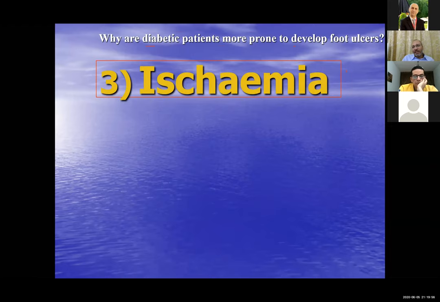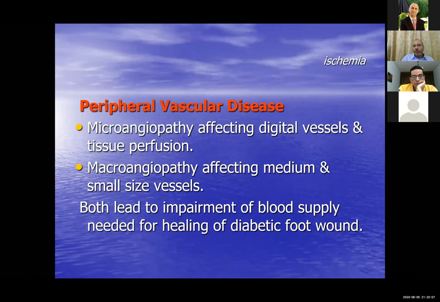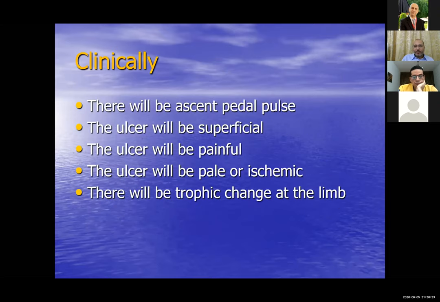So the second main category is diabetic ischemic foot. Diabetes is more prone to develop ischemia, either macroangiopathy or microangiopathy. Microangiopathy affects the digital vessels, so tissue perfusion is affected. And macroangiopathy will affect the medium and small size vessels. Both macro and microangiopathy will impair the blood supply that is needed for healing of the diabetic foot.